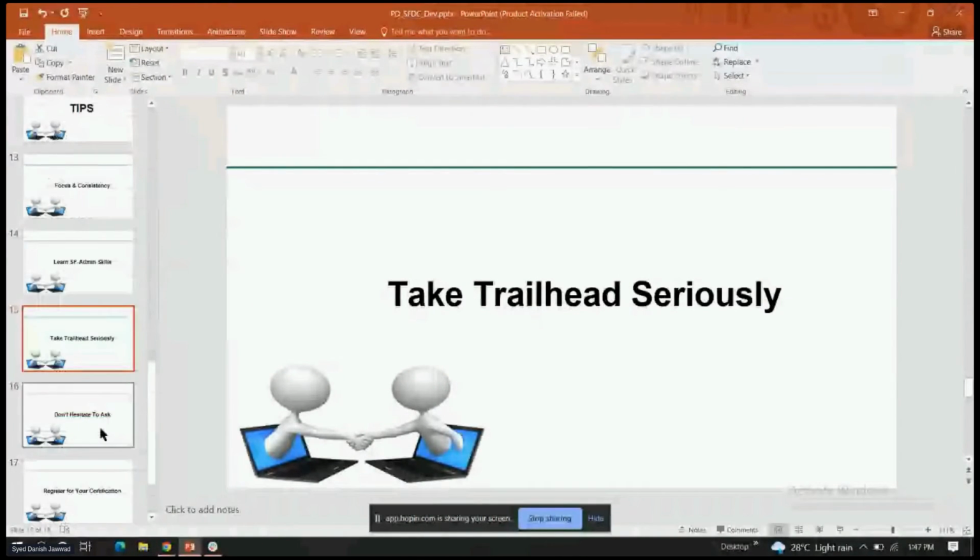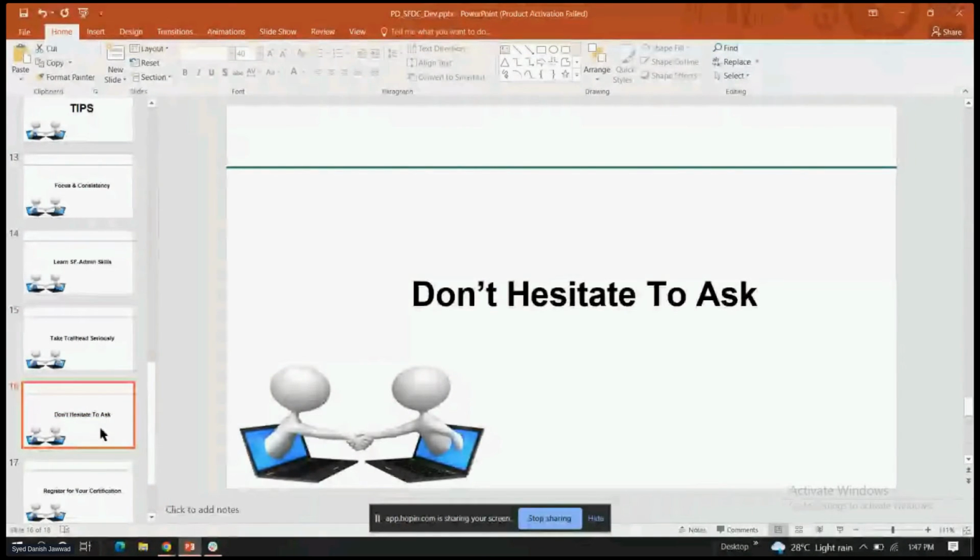The next step is don't hesitate to ask. It's very important. I have seen most people do not type their queries in the Trailblazer community. They do not ask their colleagues, and they go on by searching on their own. It's always good to ask queries, and it's not for yourself only. It might help others who will be facing similar queries in future, and they might get help from yours. So please ask your queries and let people answer them for you.